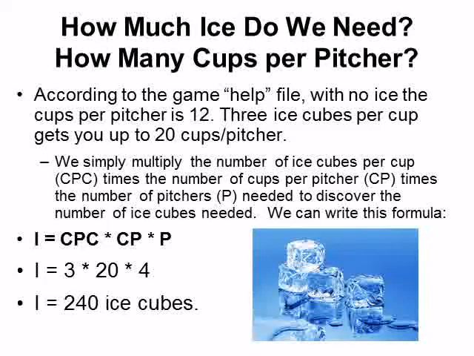And so we substitute the numbers. We have 3 cubes per cup times 20 cups times 4 pitchers. So we know that we need 240 ice cubes.